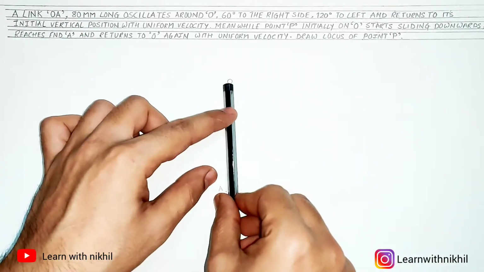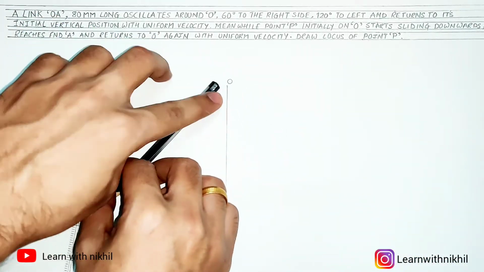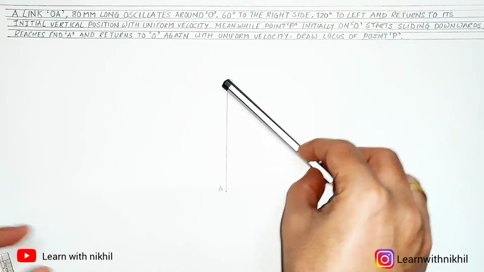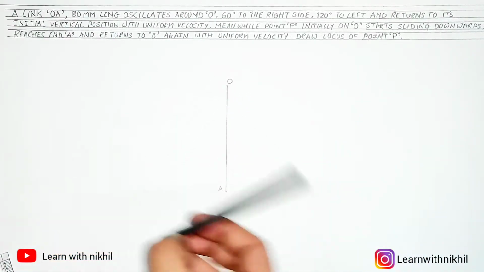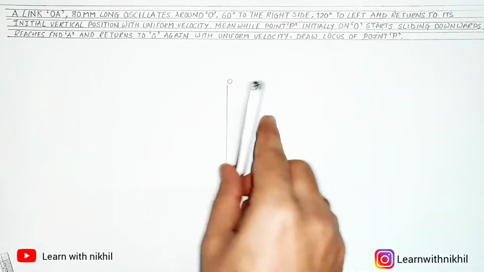Now it oscillates around O. So it will be like this. It is oscillating around O. So O is a fixed point and A is a moving point. So the locus of A will be a curve.